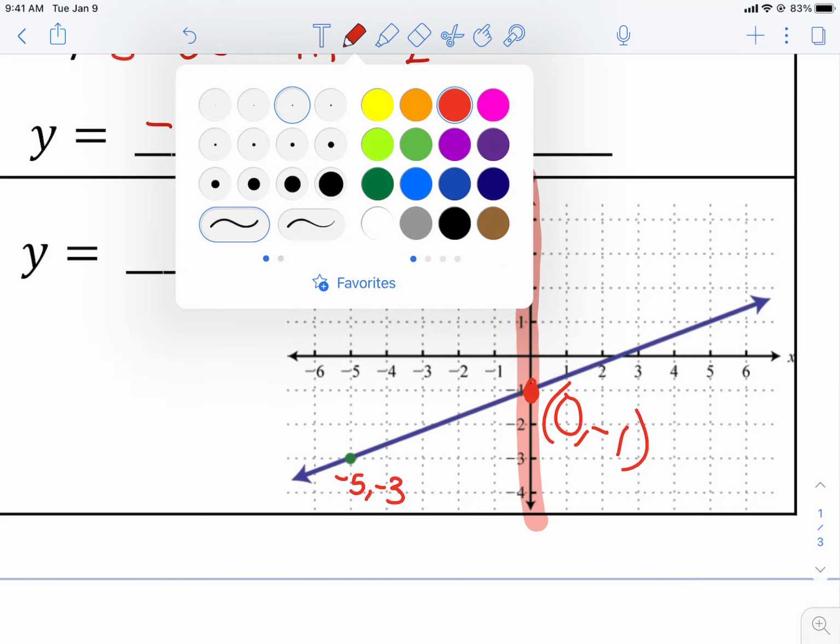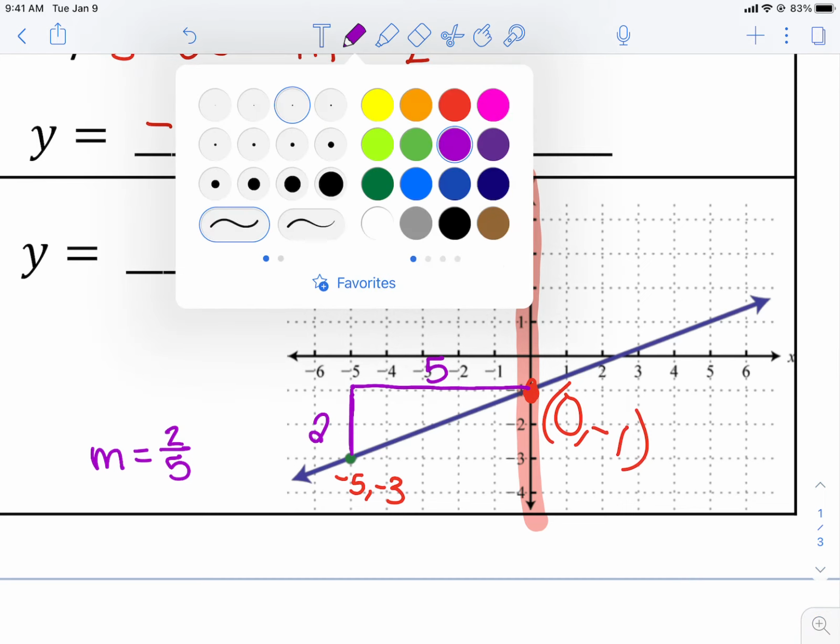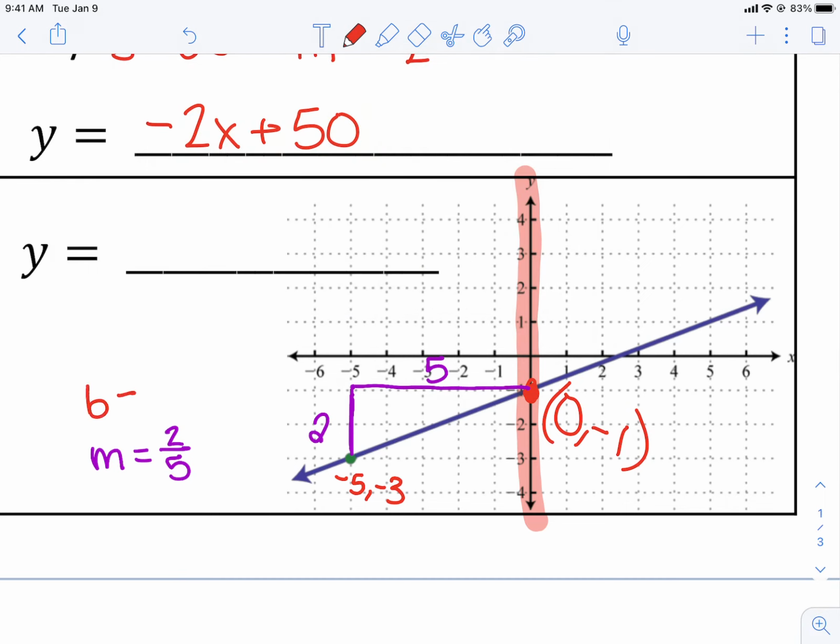And to find our slope, we're going to do rise over run. So I go up 2, that's my rise, and I go over 1, 2, 3, 4, 5. So my run is 5. So my slope is 2/5. And my b, my y-intercept, is just -1. So now I plug it into the formula. y equals 2/5 x minus 1.